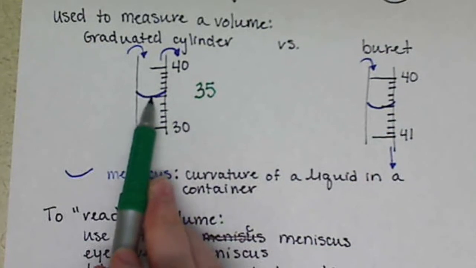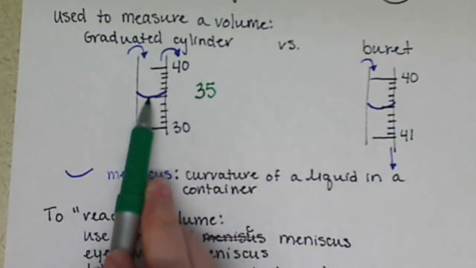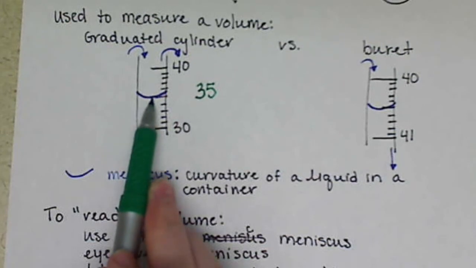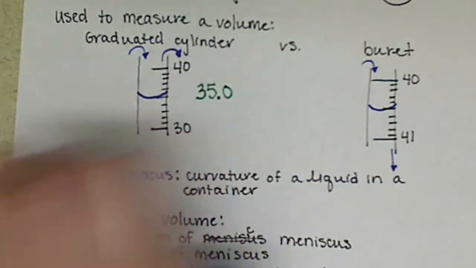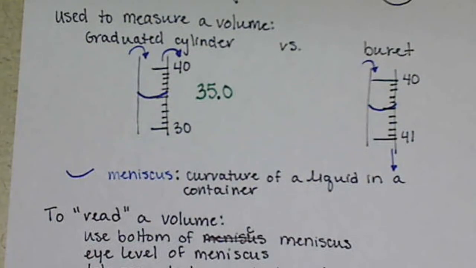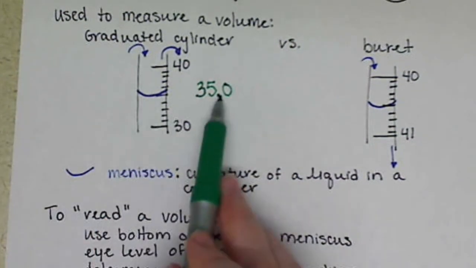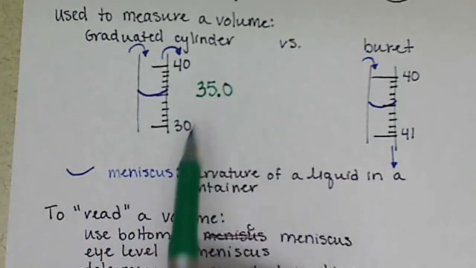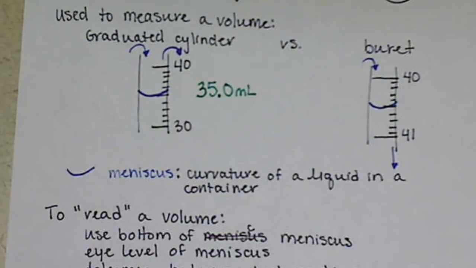And when I'm estimating that it's right on that mark, I'm saying that it is not above it, it's not below it, so I'm estimating that tenths place is going to be a 0.0. Okay, I'm saying that it's right on that mark. If I wanted to say it's right above, then that would be 0.1. And since these are volumes, these are all in milliliters.